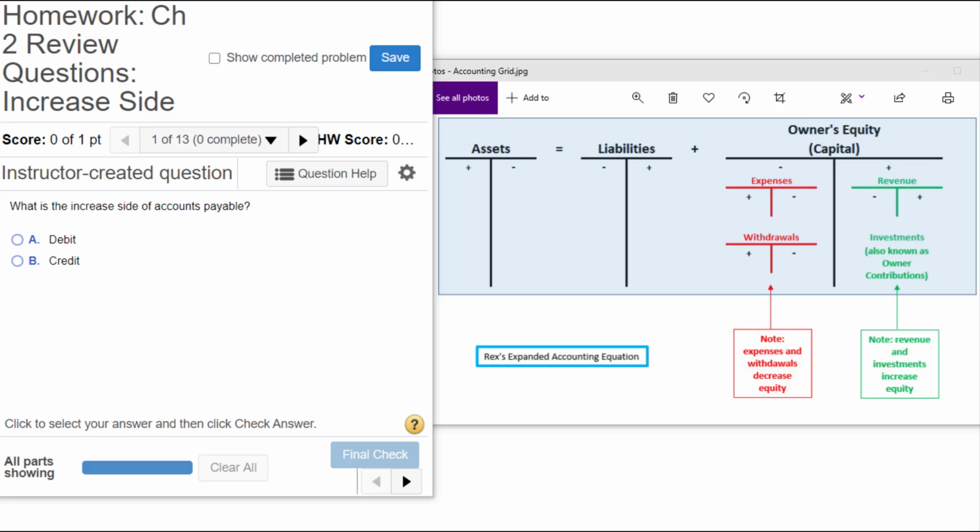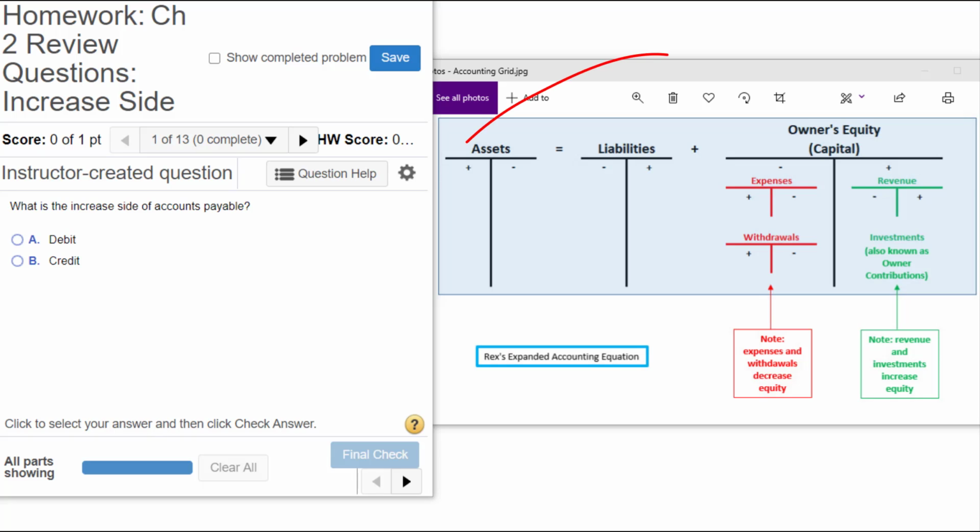Chapter 2 review questions, increase side. So in these questions, we're going to try to figure out which side is the increase side, the debit or the credit side, for all these different types of accounts. So the first question is, what is the increase side of accounts payable?